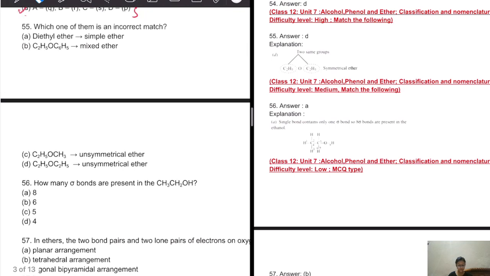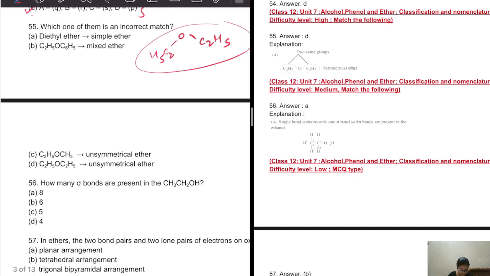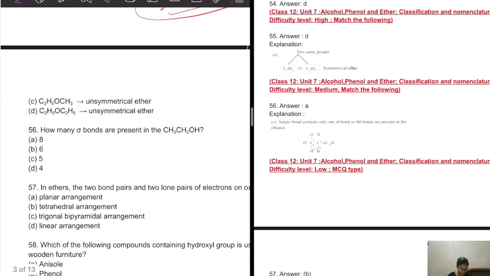So our next question is which one of them is an incorrect match? We have to tell which is the incorrect match. Diethyl ether. Let's see the structure. This is a simple ether, yes. Mixed ether C2H5 and C6H5. You can see that the functional group is in the center and the groups attached are different. They are not the same. See, this is simple and symmetrical, but this is a mixed ether.